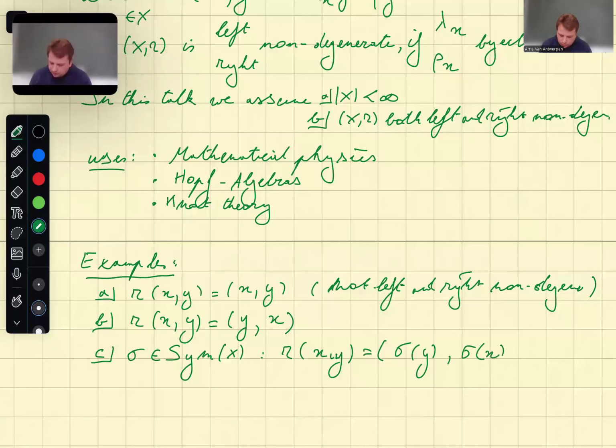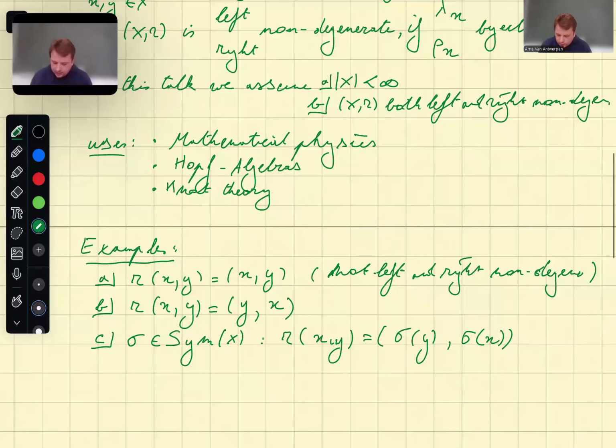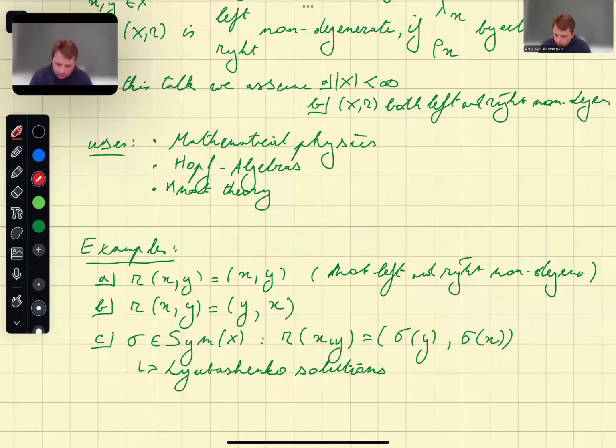This is also a solution with a special name. These solutions are special cases of Lyubashenko solutions. What the general version of that does is to allow a second permutation and change the second component by this permutation, but then you need to assume that these two maps commute. So indeed, if I take those two maps as the same permutation, for sure they will commute, and for sure they're a Lyubashenko solution.